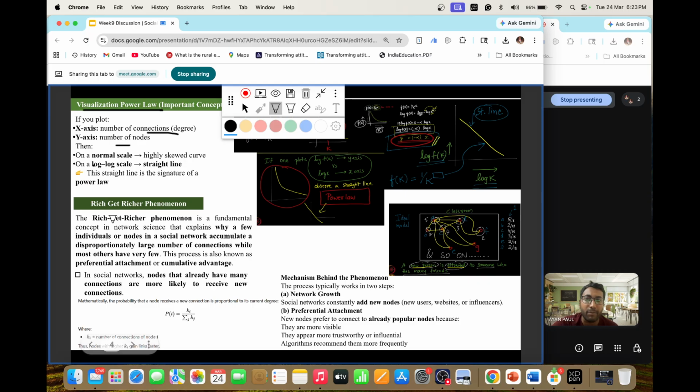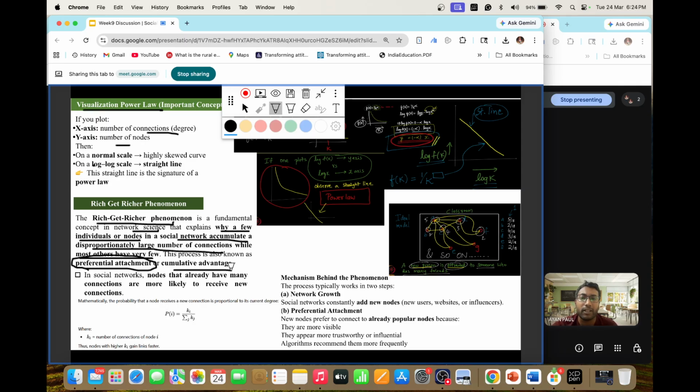Again, I am repeating, the rich get richer phenomenon is actually a characteristic of power law. It is a fundamental concept in network science that explains why a few individuals or nodes in a social network accumulate a disproportionately large number of connections while most others have very few. This process is known as preferential attachment. This word you must always remember: preferential attachment, or cumulative advantage. In a social network, nodes that already have many connections are more likely to receive new connections.